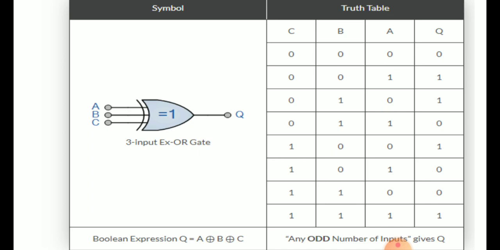That is, if the number of high values on the input side is an odd count, the result will also become high. If any one of the input values is high, the output will also become high, and for a 3 input XOR gate, if all the input values are high, the output will also become high. That is what I said: if the input high value count is an odd count, then the output also becomes high. Any odd number of inputs gives Q equal to 1. That is an easy way to remember the truth table.